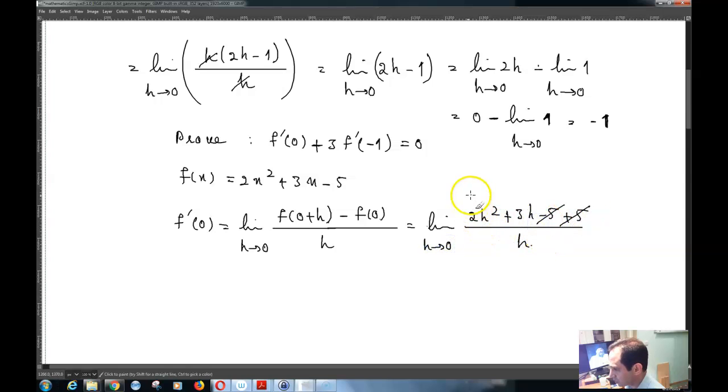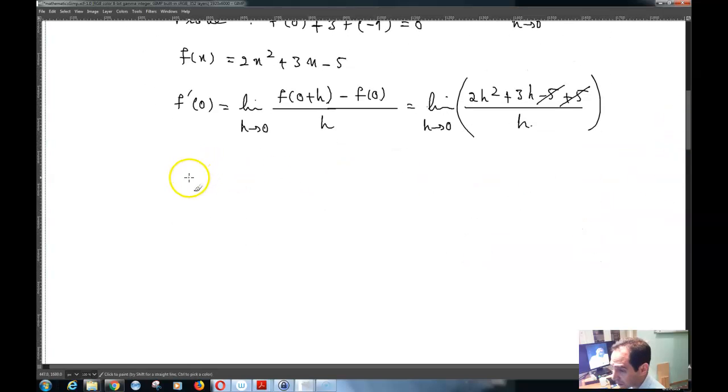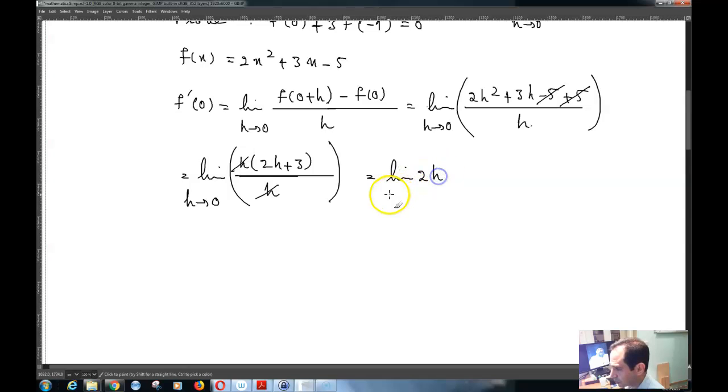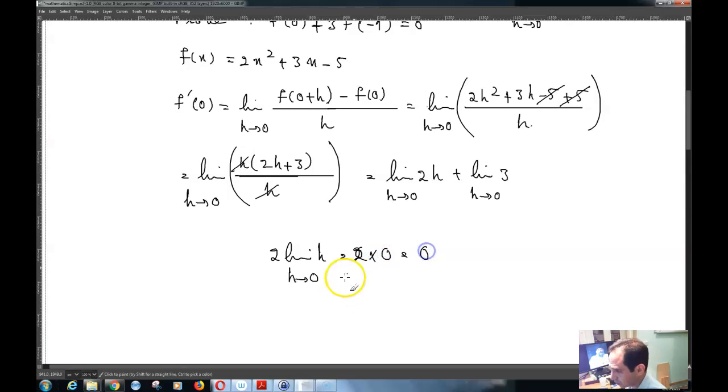So these two will cancel out, and then you have the limit of basically h times 2h plus 3 over h as h tends to 0, and that is that. So then you have the limit of 2h as h tends to 0 plus the limit of 3 as h tends to 0. In the limit this becomes 0 because again this is the same thing as 2 times the limit of h as h tends to 0, and that's equal to 2 times 0 basically, which is equal to 0. So that's 0 plus basically, and the limit of 3 as h tends to 0 is equal to 3, so that's equal to 3.